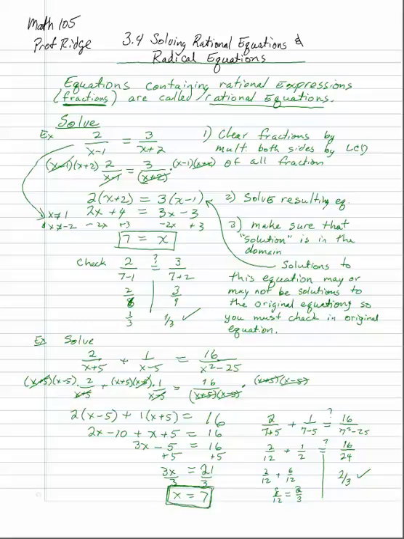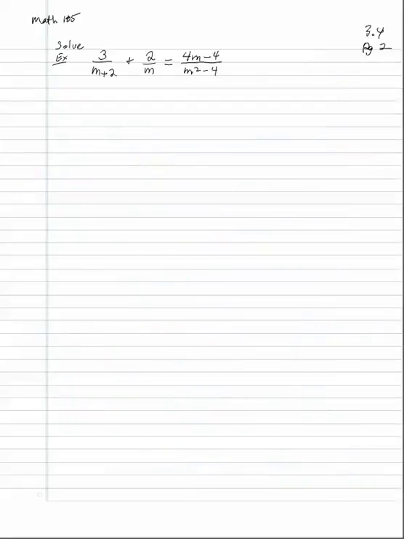Now let's try another one. Okay, so let's try another one. 3 over m plus 2 over m equals 4m minus 4 over m squared minus 4. So the LCD is going to be m plus 2, m minus 2. I'm going to multiply that with each fraction. m plus 2, m minus 2. Now normally I don't write all that, I just write it once, but just to show you for your notes.